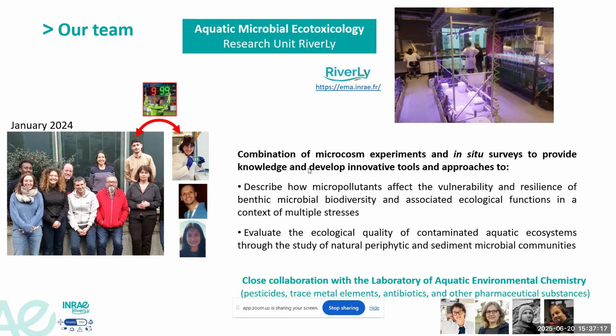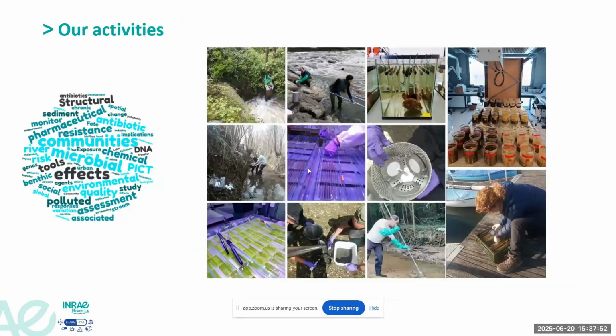And we are combining microcosm experiments and in-situ surveys to develop tools and study microbial communities, to assess microbial effects on aquatic ecosystems, and also to develop strategies and approaches to assess the ecological quality of these ecosystems in a context of chemical contamination. And for that, we developed close collaboration with colleagues from the Laboratory of Aquatic Environmental Chemistry, including Cécile and Christelle, who are involved in Farmer. You can see here a non-exhaustive illustration of our research, with a lot of field surveys but also different experimental approaches in the lab. And those are from the last experiment of Johanna.